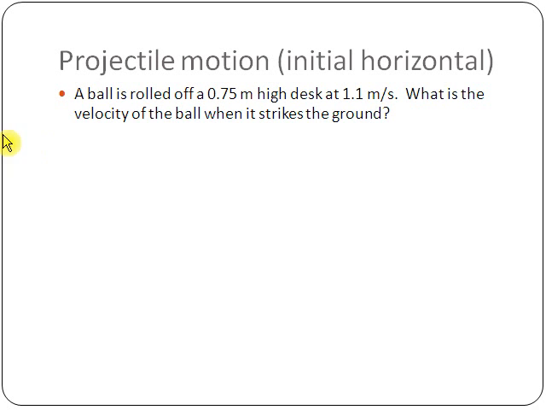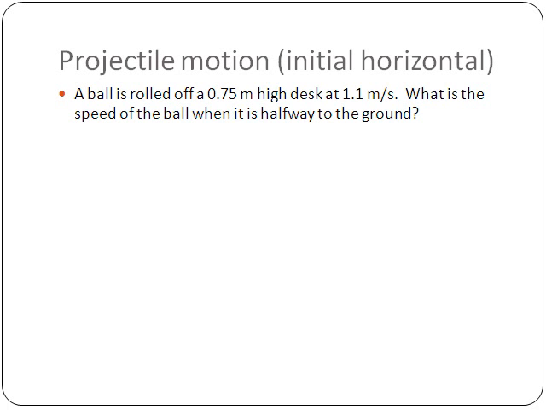If my computer will let me do it, there we are. So, a ball is rolled off a 0.75 meter high desk at 1.1 meters per second. What is the speed of the ball when it's halfway to the ground? This one's a little different than one we did last time. The initial conditions are still the same.